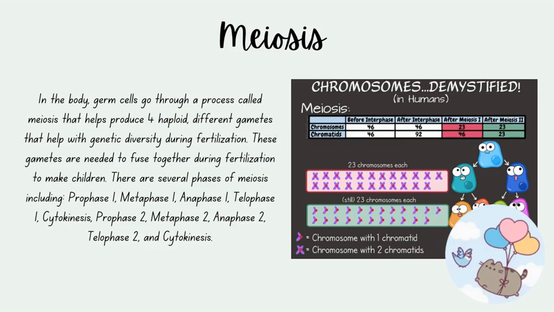Meiosis. In the body, germ cells go through a process called meiosis that helps produce 4 haploid different gametes that help with genetic diversity during fertilization. These gametes are needed to fuse together during fertilization to make children. There are several stages of meiosis, including prophase 1, metaphase 1, anaphase 1, telophase 1, cytokinesis, and then it repeats these steps, but it's the second one. This picture to the side shows the relation between chromosomes and chromatids during the stages of meiosis.